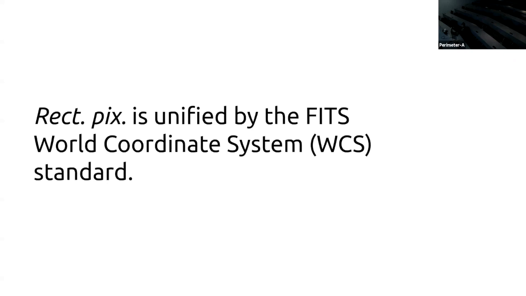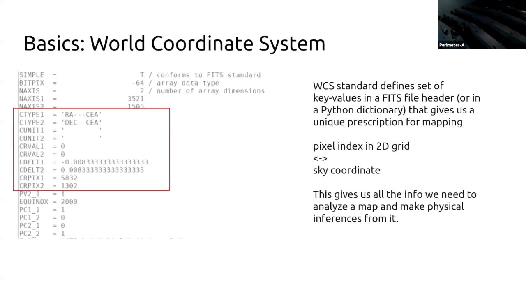One important thing to note that you're probably already familiar with is that these different pixelizations are unified by the World Coordinate System standard. Just a really quick summary of what that means. It's a standard that defines certain key-value pairs in the header of a file, so that different software can use that information to understand how to map the pixel index on a 2D grid to a sky coordinate or back. And that's all the information you need to analyze a map and make physical inferences from it, right? So you're laying out what the projection is, what the pixel width is, what the reference pixel is, et cetera. Once you have that information, you can map between pixel indices and sky coordinates, and that's all you need to do everything you would want to do with the map.